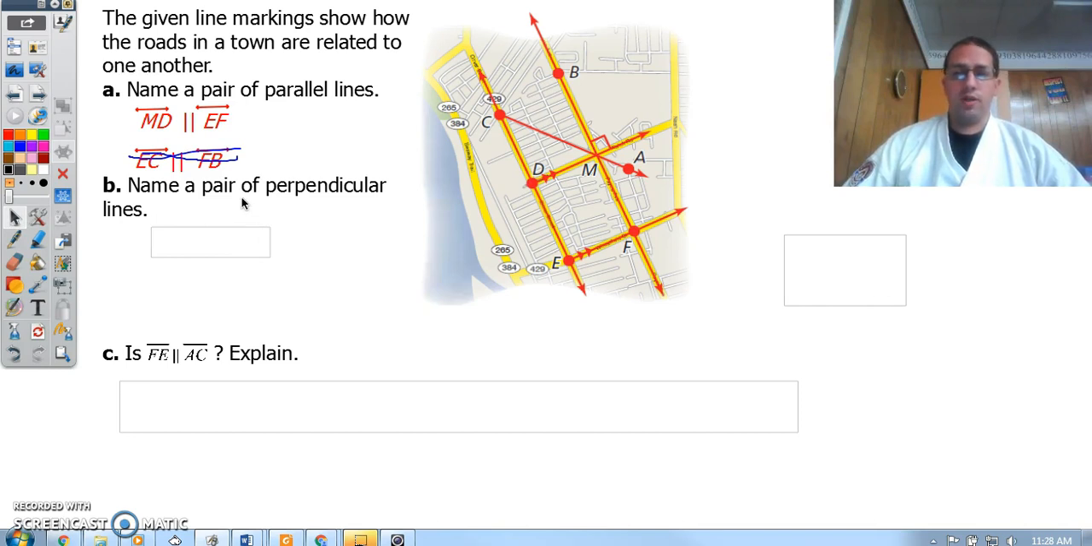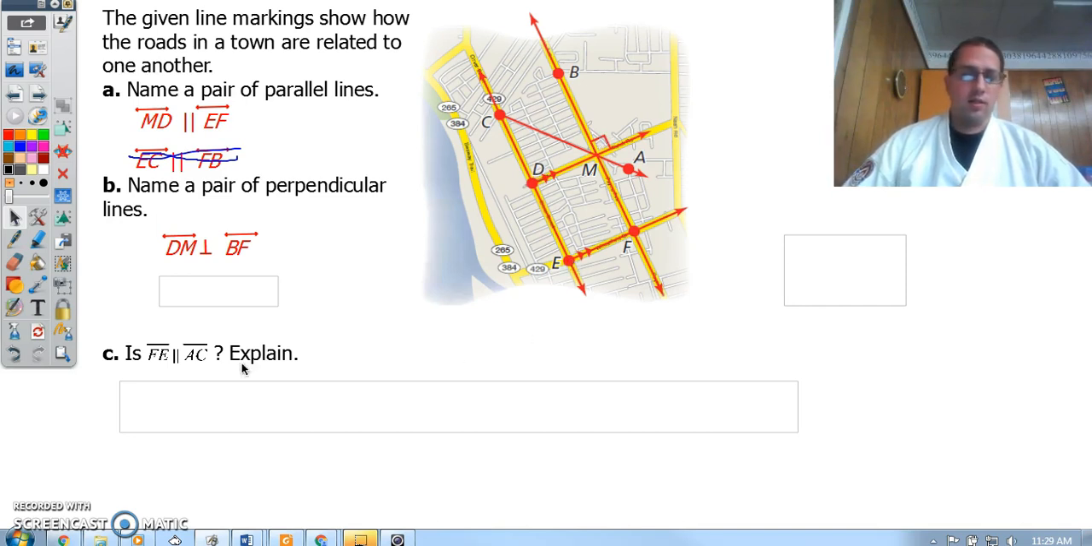Okay, perpendicular lines. That would be line DM parallel to line BF. Again, we could not say that DM or EF is perpendicular to line CE because it is not marked with the little right angle mark.